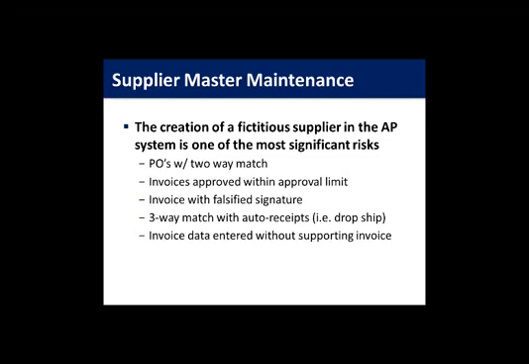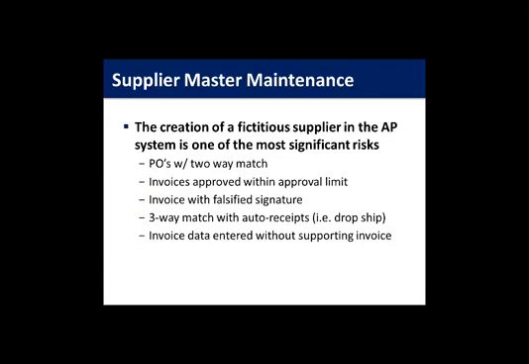and reference that PO, and the invoice would be matched to the PO. Since it's a two-way match, that PO would automatically be ready to be paid. It wouldn't go through the normal evaluation process and such. So that's a very high-risk process, having a two-way match with a fictitious vendor. The next one would be invoices approved with an approval limit.